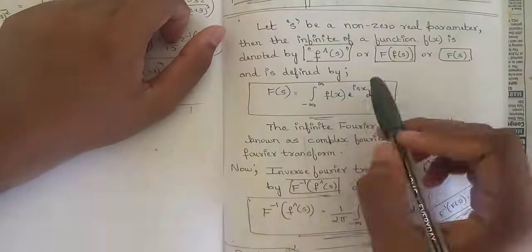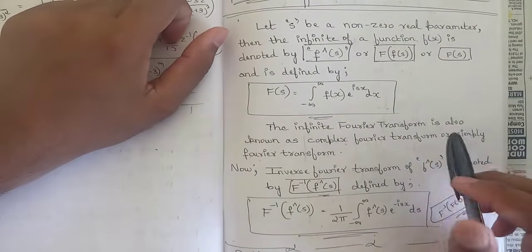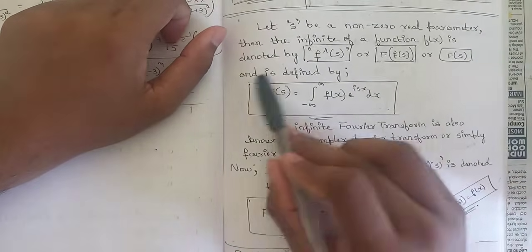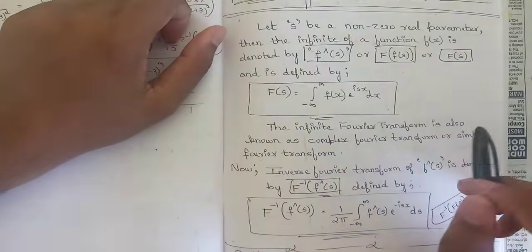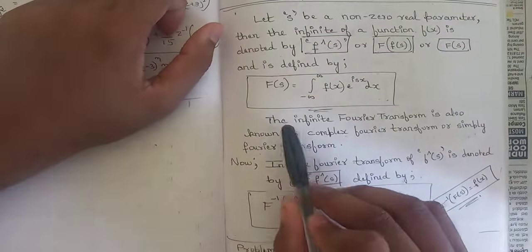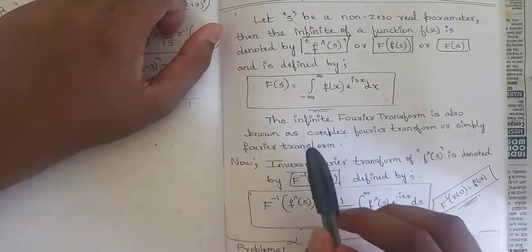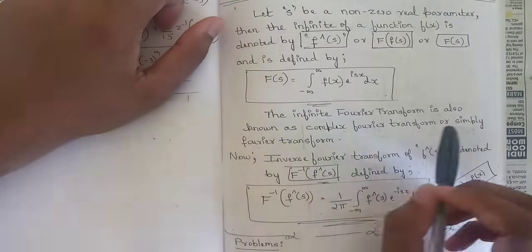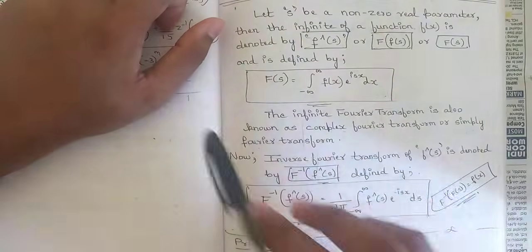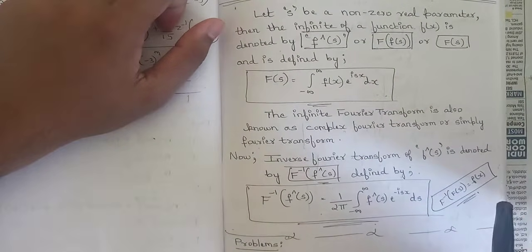Here this i stands for an imaginary term, and this is the general form of an infinite Fourier transform. This infinite Fourier transform is also known as a complex Fourier transform, or simply known as a Fourier transform. So in this way we are generally representing the infinite Fourier transform.